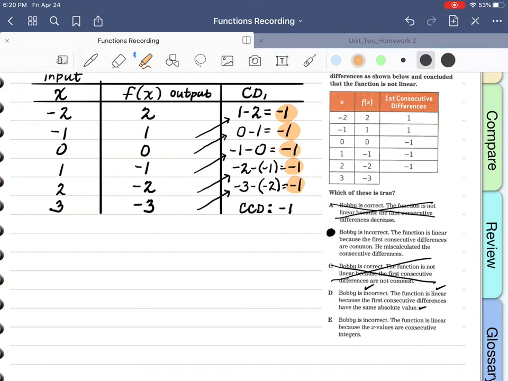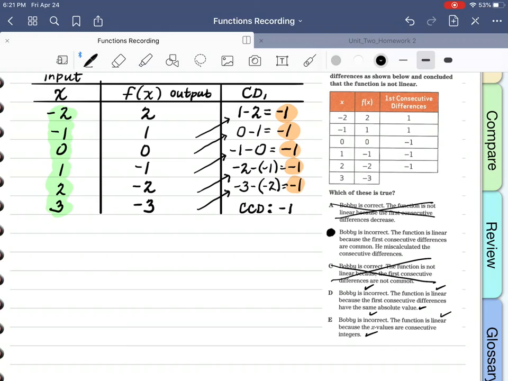E says Bobby is not correct. Again, I'll buy that. That's true. The function is linear. I agree with that because the x values are consecutive integers, and that is true also. What that's saying to me is that all of these values are in a line. There is no skipping of an interval. They're right one after the other. So all of that is true. Everywhere I've put a check mark, I can't argue with that statement.